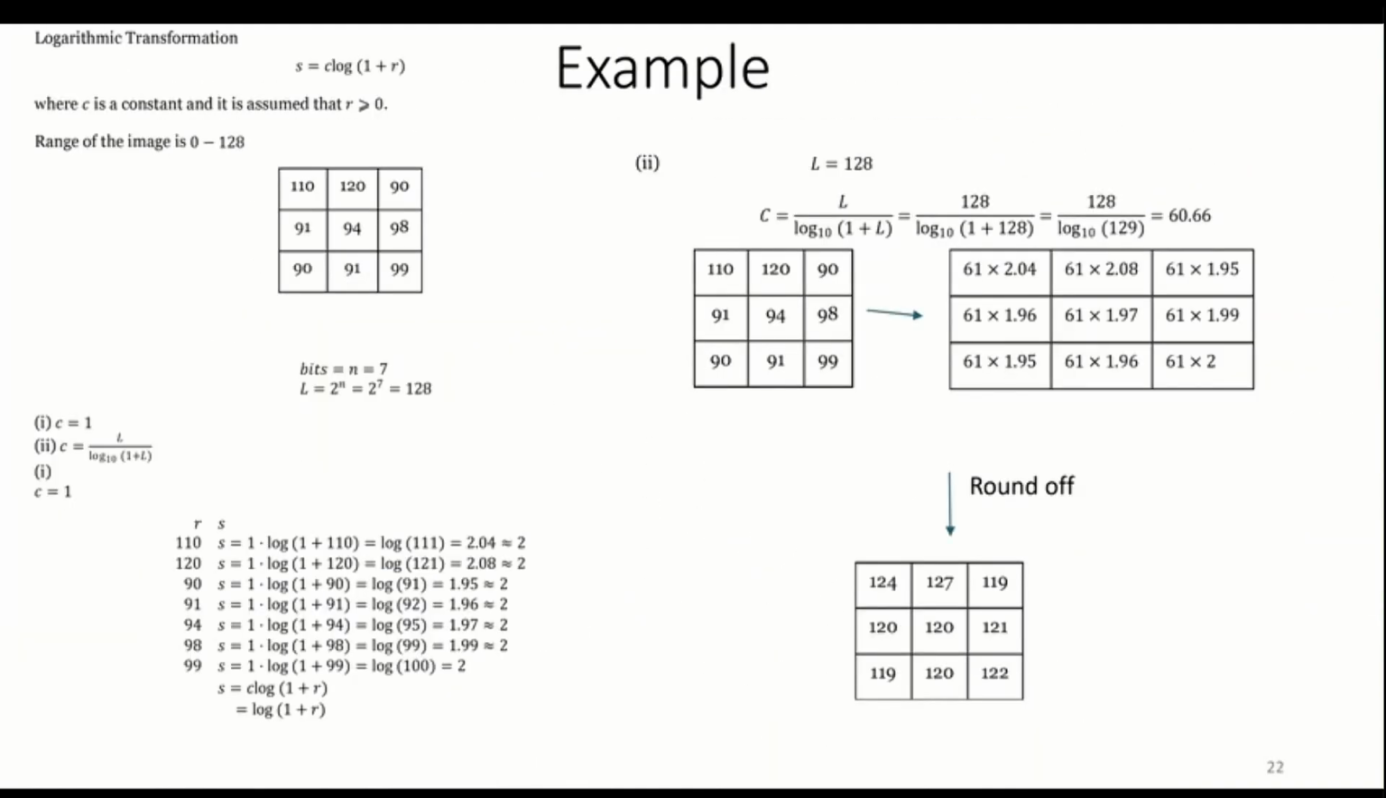I want to apply a log operation on this image, with c either a constant equal to 1 or c equal to some log expression. I think it's easy. I have given bits as 7. So what will be L? L equals 2 to the power n, which is 128. I can put this value in, find c, and then in order to find s, I just take each pixel and put it here. Here every pixel becomes 2, and in this case it will become something else. It's just a quick calculation to show you how to perform it. It's not very difficult.